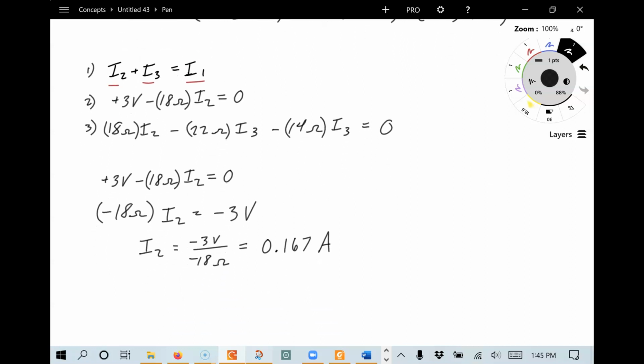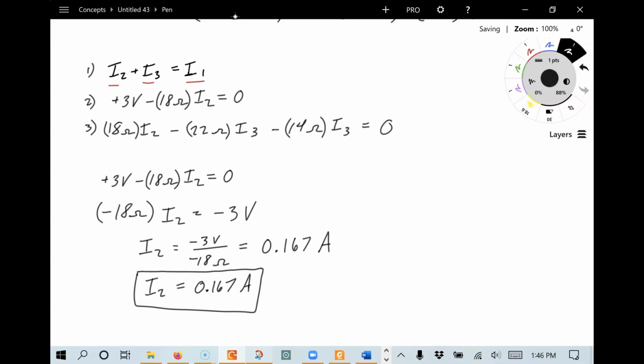So we now know what I2 is equal to. We picked the right direction because it's positive. And of course, now we're going to have to go and plug I2 into these two equations and work with those two equations to solve for the remaining unknowns. So I'm not going to do that part right now, but it's just a matter of algebra.